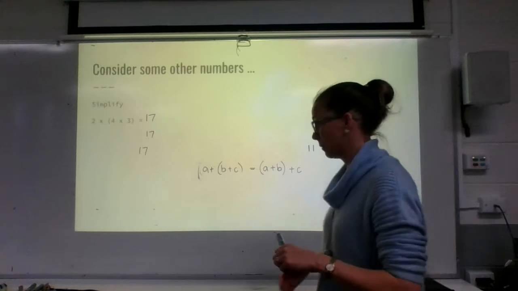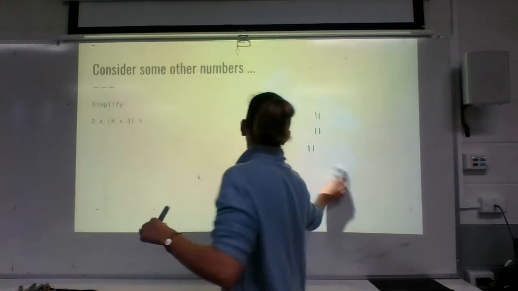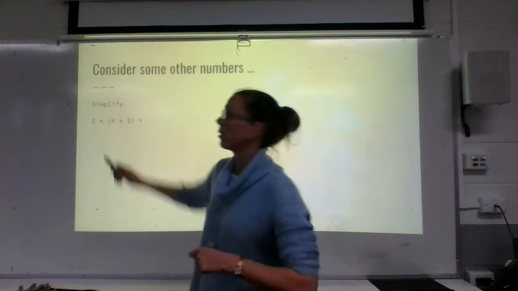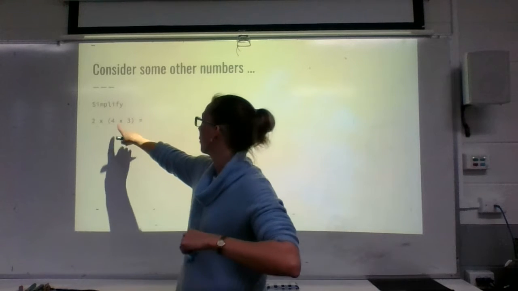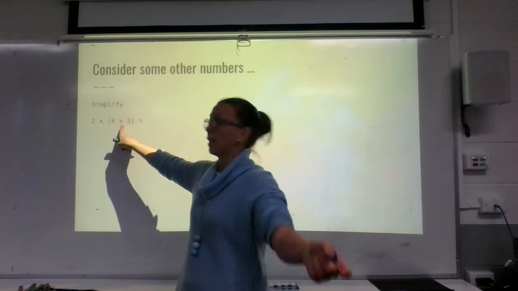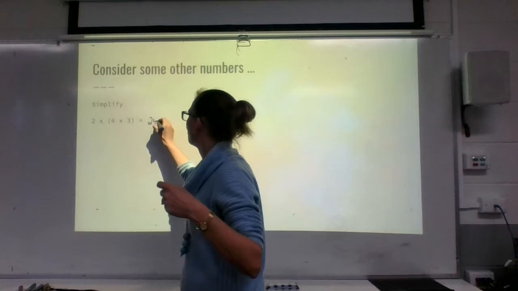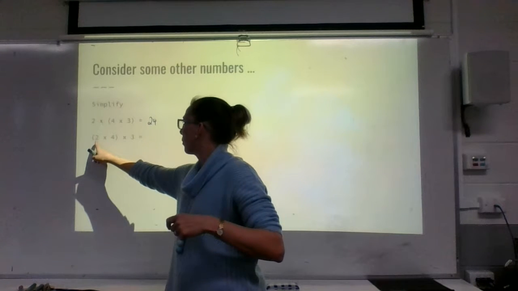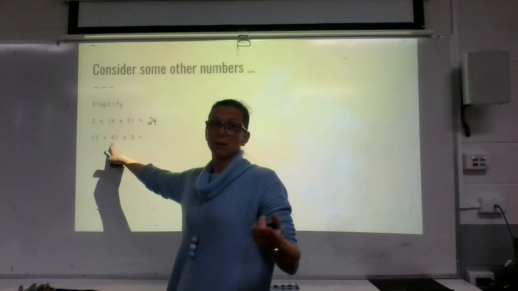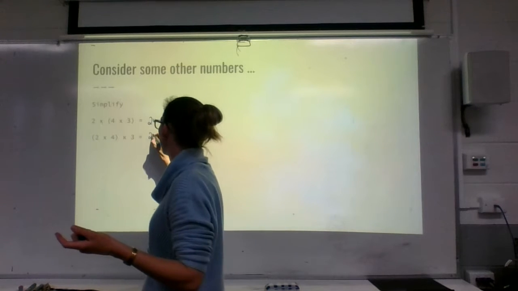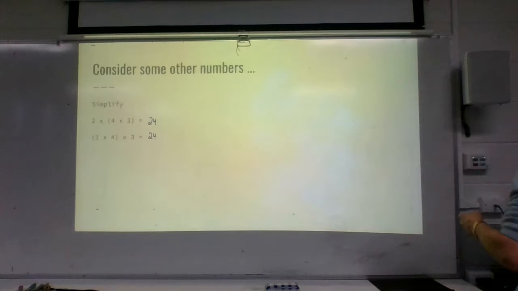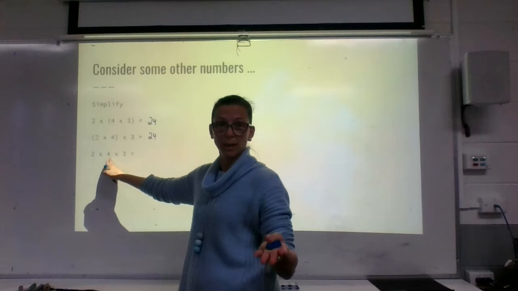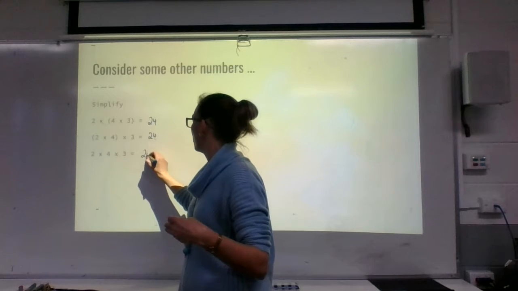Let's look at some different numbers. This one says 2 times 4 times 3 with a bracket around the 4 and the 3. So we'll multiply the 4 and the 3 first. We get 12. And then we multiply it by the 2, we get 24. This time we've got 2 times 4 in a bracket, which is 8, times by 3, we get 24. And here we've got no brackets at all. 2 times 4, 8, times 3, 24.